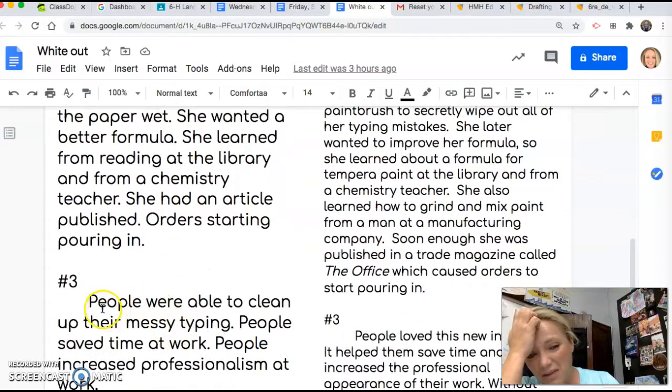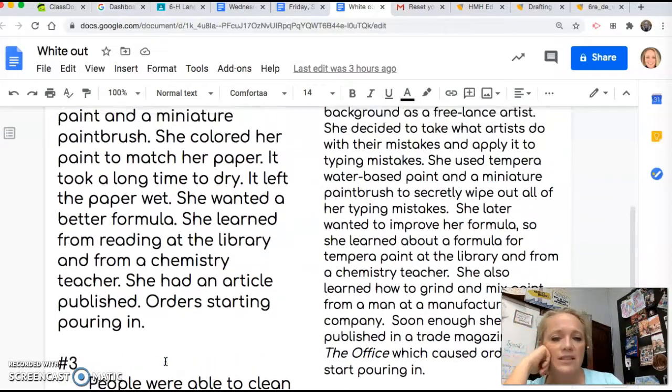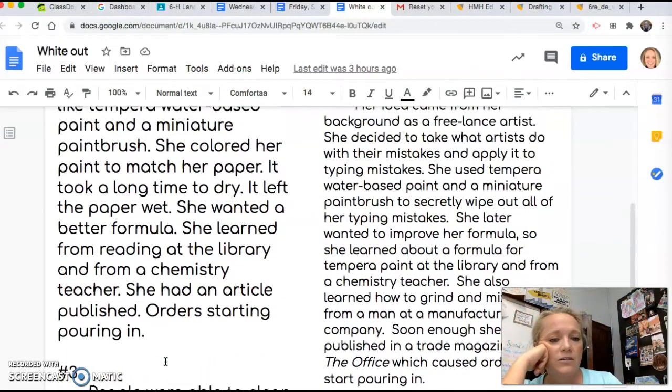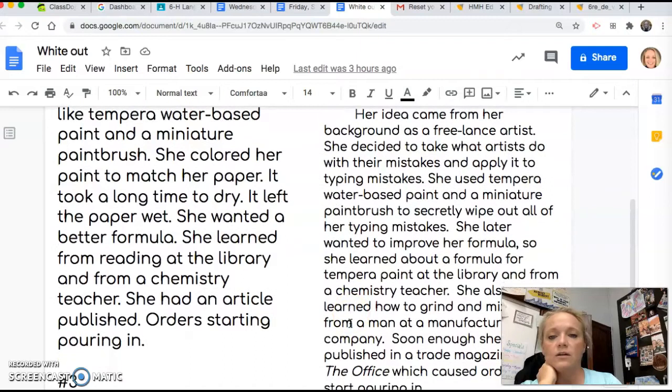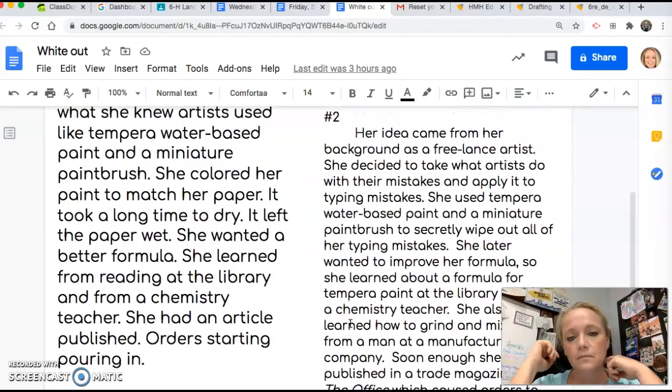In paragraph 3, people were able. People saved time. People increased. So I want to vary the way that I start my sentences, and I also want to try to change my sentence structure. I want to try to put compound sentences in my writing and complex if I can show a cause-effect relationship. So my second paragraph sounds like this.